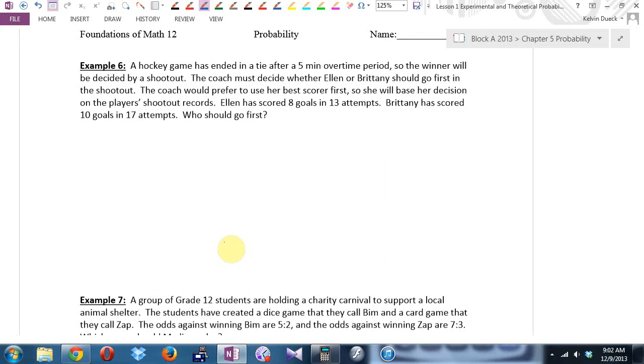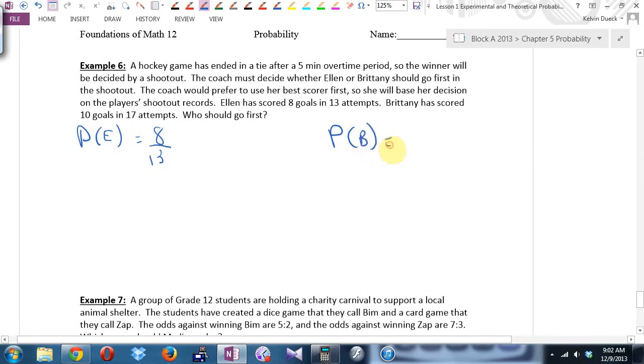How could you figure this out? Should Ellen go first? Well, you know what? Let's write these as probabilities. The probability of Ellen scoring is 8 out of 13. The probability of Brittany scoring is 10 out of 17.